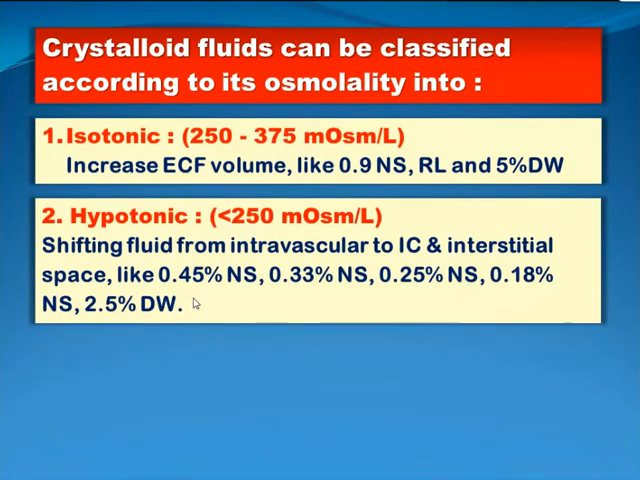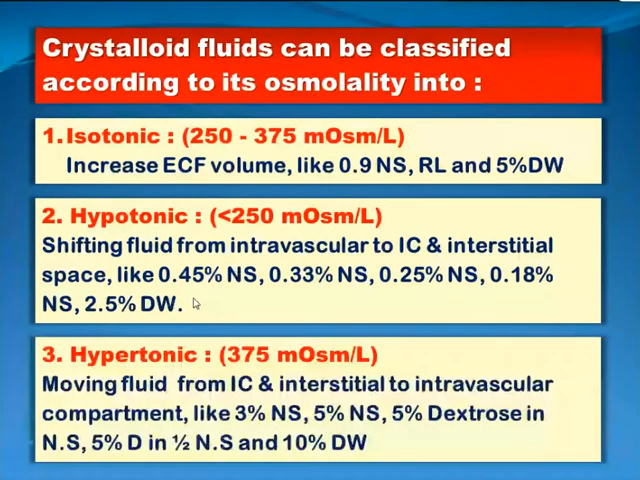The other group of fluids, according to the osmolality, is the hypertonic. Here the tonicity or the osmolality is more than 375. So it's not just 375, it is 375 and more. Because it is hypertonic, with high osmolality, this will begin the movement of fluid from the intracellular to the interstitial to the intravascular. So this will increase the intravascular volume. The examples are the 3% normal saline, which means 3 times the concentration or the osmolality of normal saline. 5% means 5 times.